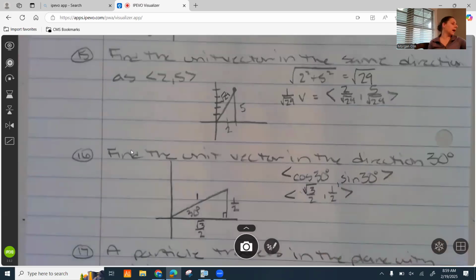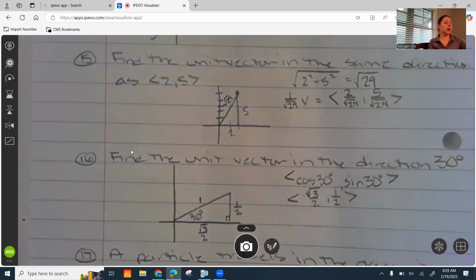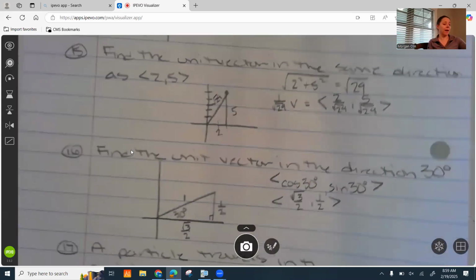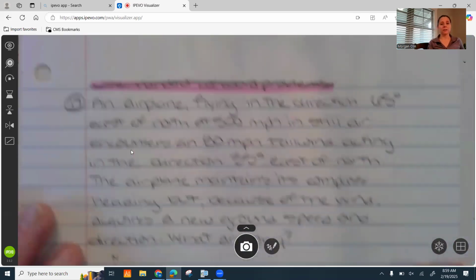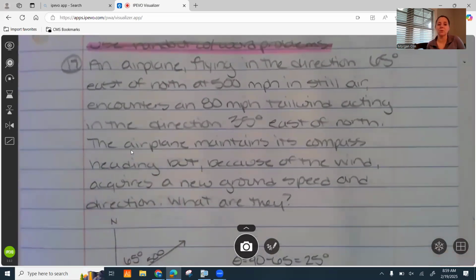All right. Now I'm just going to pull these up and explain them right quick. Some word problems, and I'll walk you through what I've got on my page. Say we have an airplane flying in the direction 65 degrees east of north at 500 miles per hour in still air. It encounters an 80-mile-per-hour tailwind acting in the direction 35 degrees east of north. The airplane maintains its compass heading, but because of the wind, acquires a new ground speed and direction. What are they?